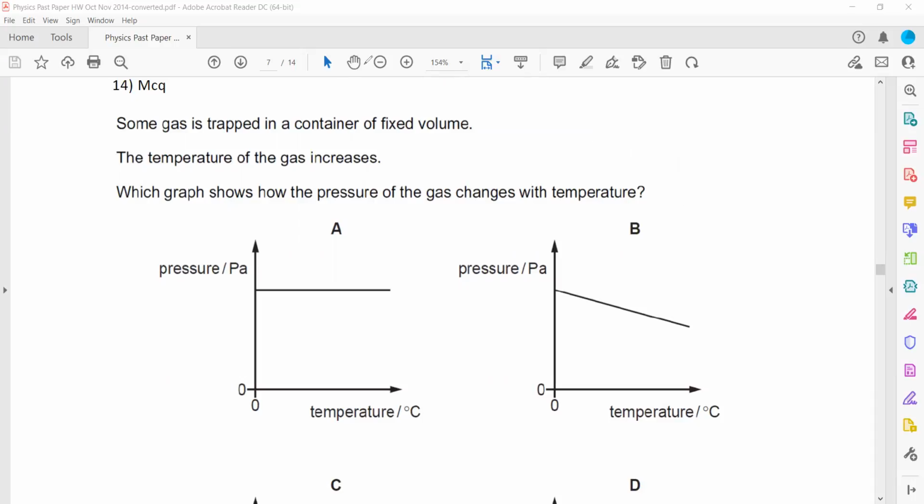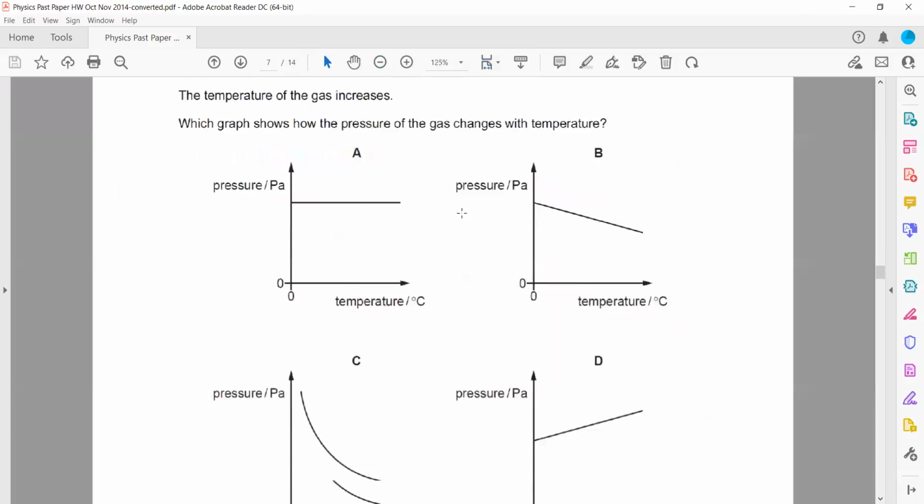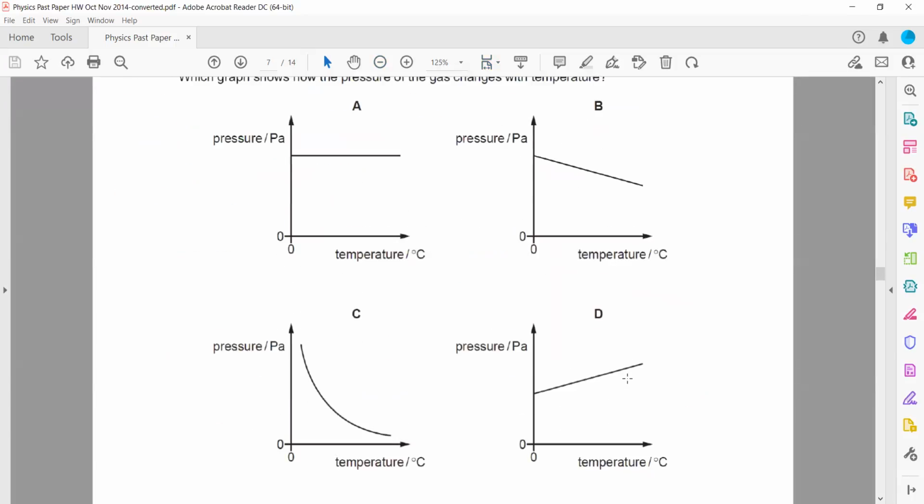So the question is, which graph represents the change in pressure and temperature? As we increase the temperature, A shows that the pressure is constant. That's wrong. B shows that the pressure is decreasing with temperature. That's wrong. C shows again that pressure and temperature are inversely proportional, so wrong. And D, why is it the answer? Because when we increase the temperature, the pressure which the gas molecules exert on the wall of the container increases.